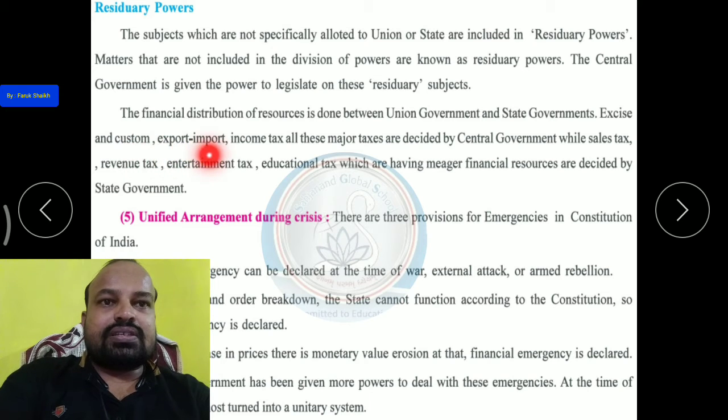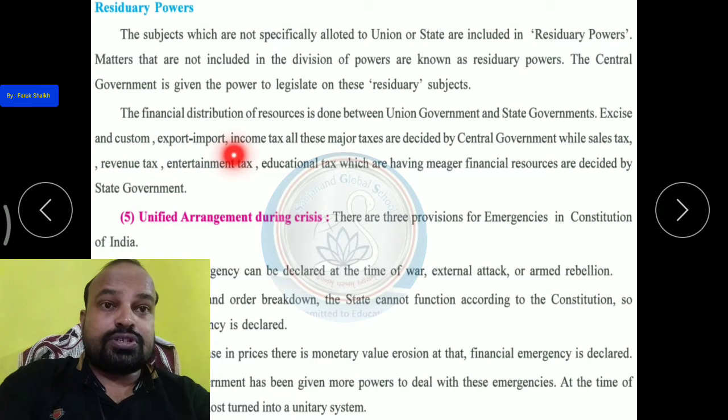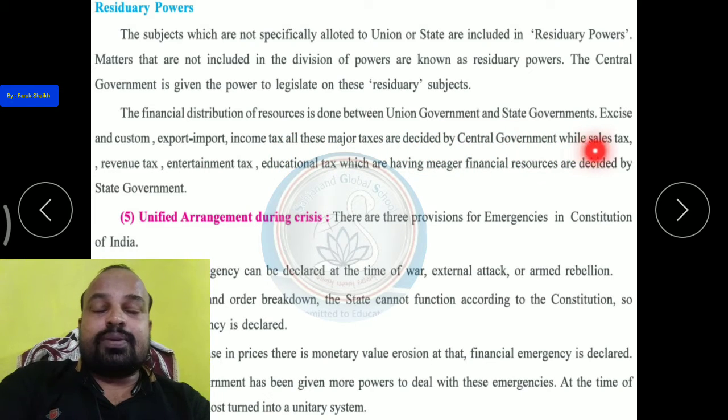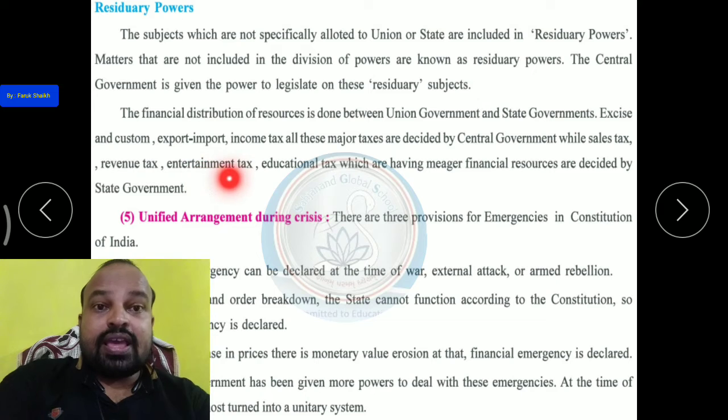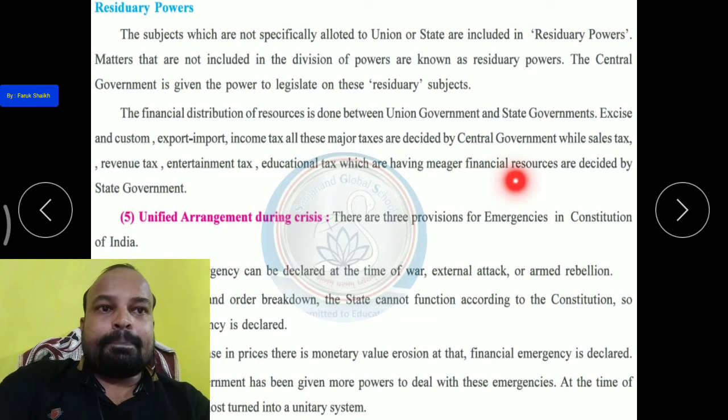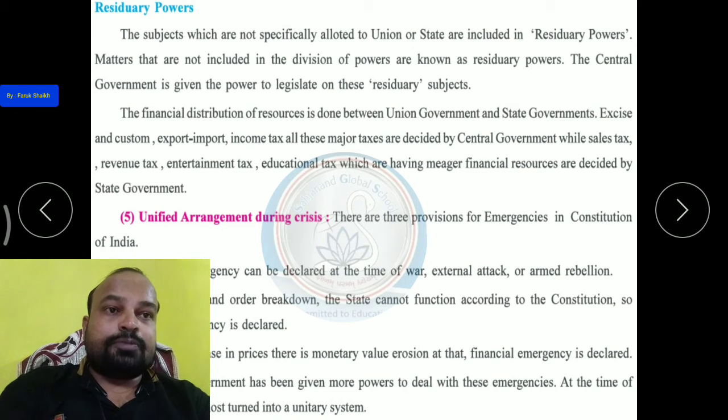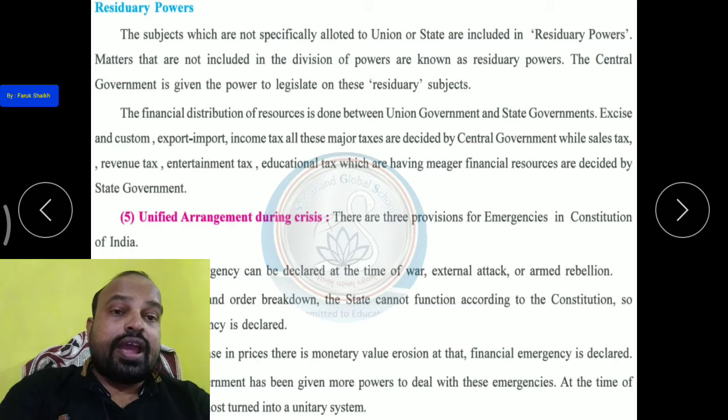Excise duties, customs, export, import, income tax, all these major taxes are decided by the central government, while the sales tax, revenue tax, entertainment tax and education tax, which are major financial resources, are decided by the state government. So both sets of taxes are different, governed by the union government and the state government.